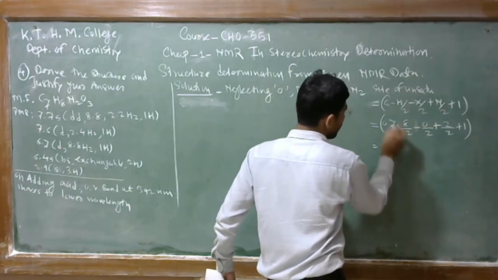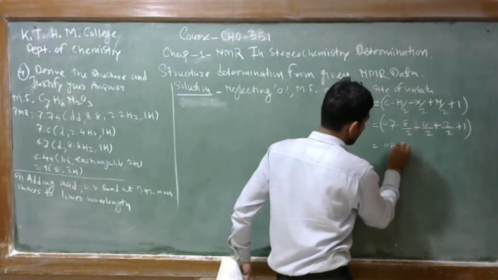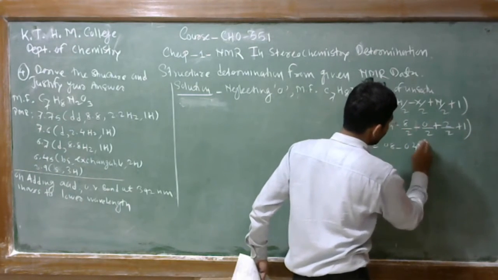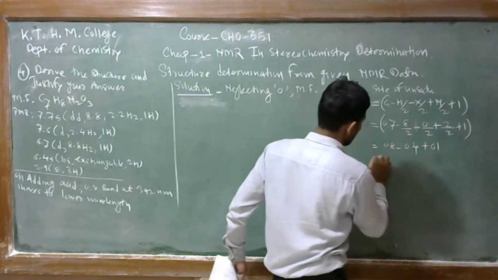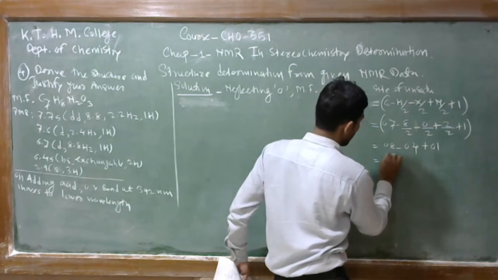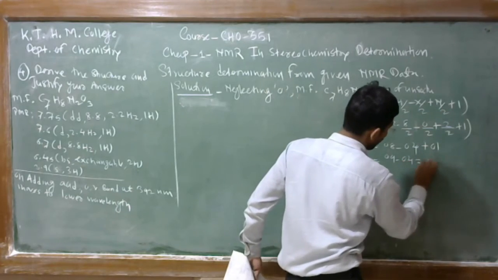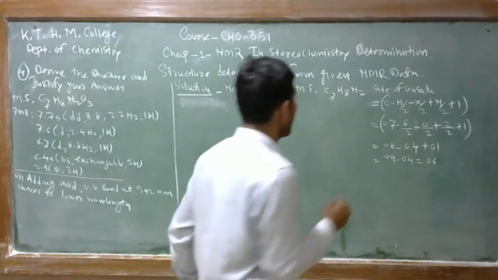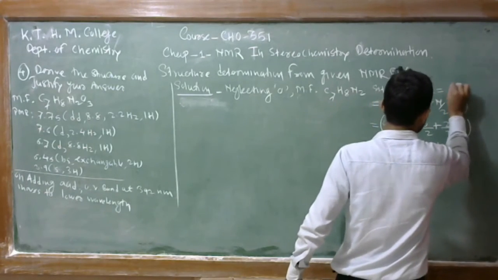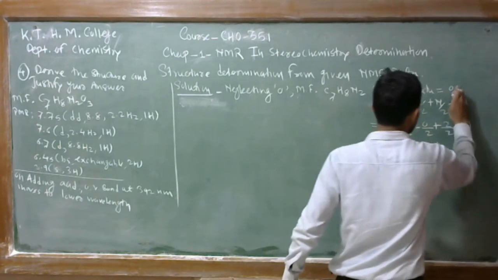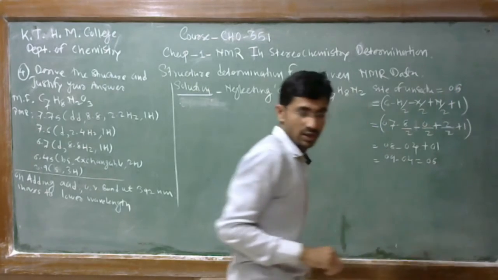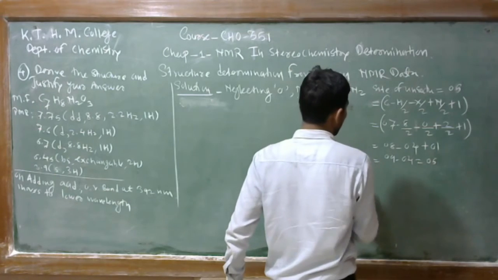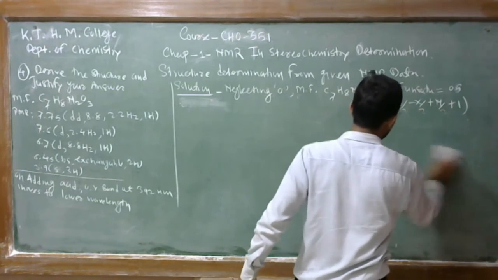So after putting all the values, 7 plus 1 becomes 8, 8 by 2 is nothing but 4, 0 by 2 is nothing but 0, 2 by 2 is nothing but 1. So 8 plus 1, 9 minus 4. So overall 5. So in possible structure, 5 sites of unsaturation are present. We get this information by this calculation.